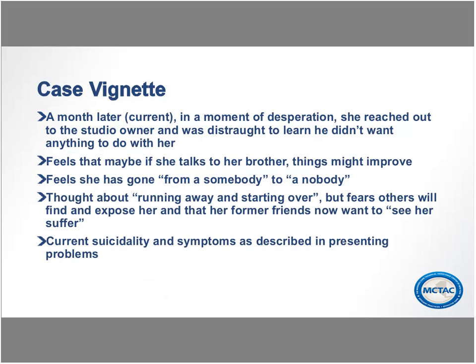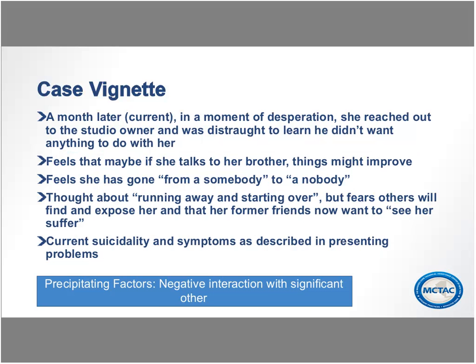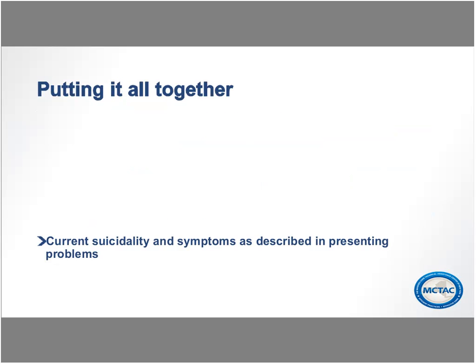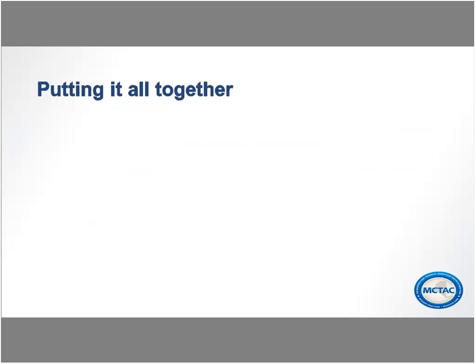Again, her current functioning, her suicidality, and symptoms, as we described before, are also concerning. Again, another precipitating factor here: that negative interaction with her former significant other could have been a trigger, a stressor, an immediate precursor to some of her current symptoms. So that, I'm going to turn it over to Dave to put it all together and give us some treatment plan goals for Manuela. Thank you.